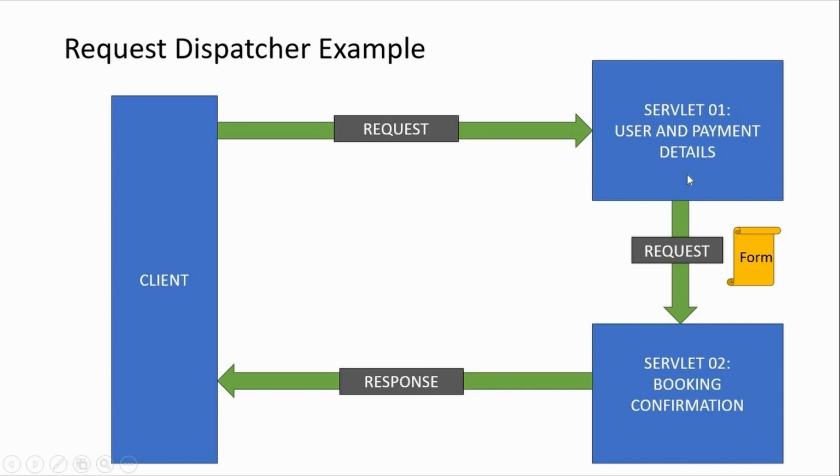Servlet 1 in turn does nothing, but it forwards your form, or the request and response objects, along with whatever data you want to servlet 2, which is the booking confirmation servlet. Now the booking confirmation servlet does all the validation and checks the information, and finally it books the ticket and sends you a response in the form of an email or message or anything. So as you can see over here, the client has made a request and his request and response have been forwarded internally to servlet 2. Servlet 2 is the one that is generating the final response. This is request dispatcher.